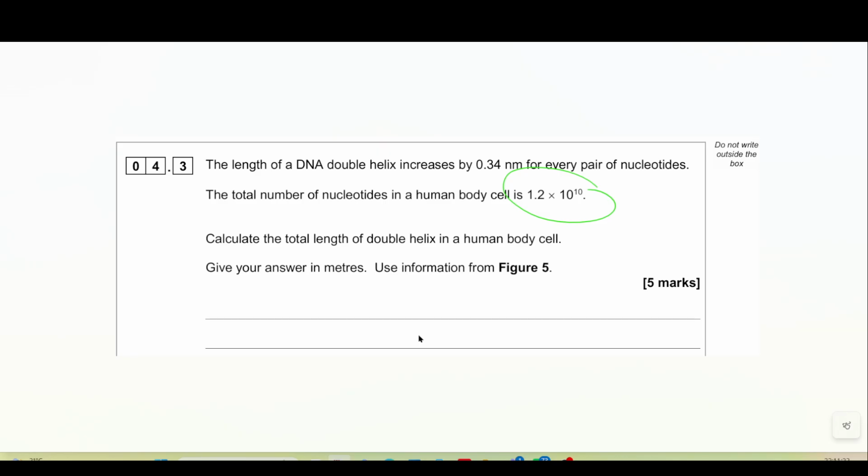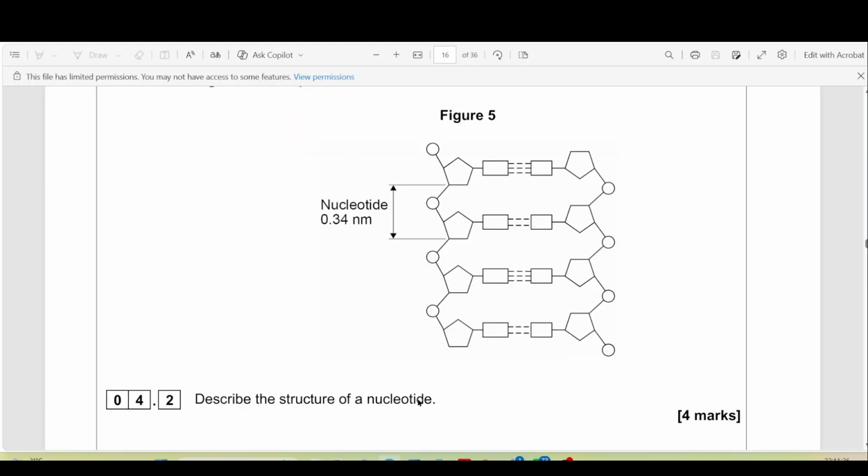So the total number of nucleotides is given, which is this. Now let me see, we need to convert 0.34 nanometers to meters. Yeah, we'll convert it into meters. Is that 10 to the power of 8 or 9? It will be 9.